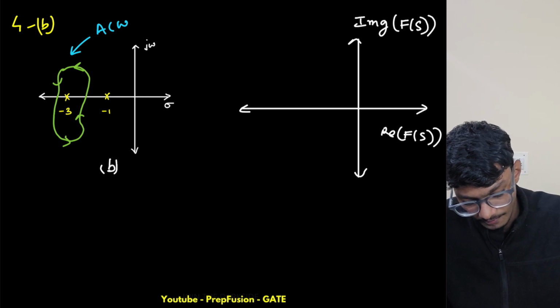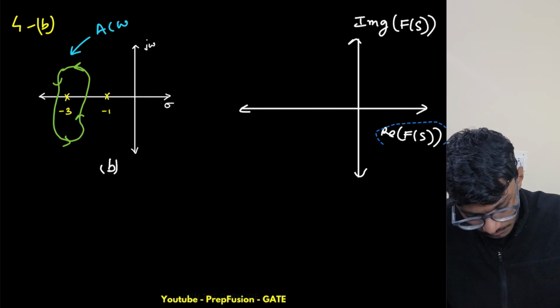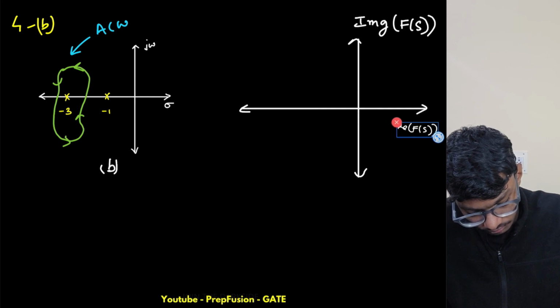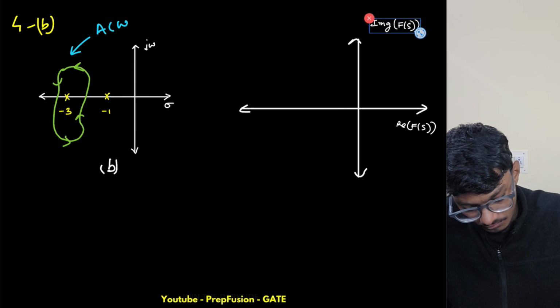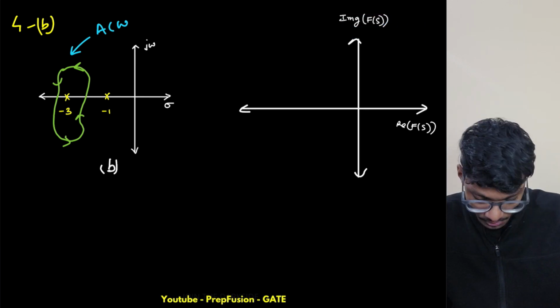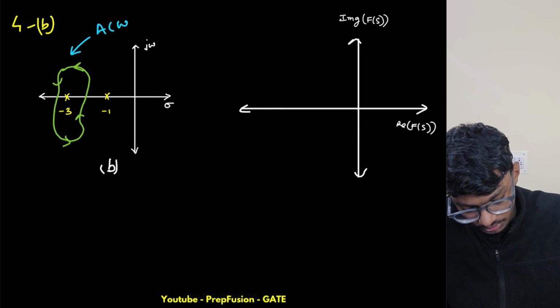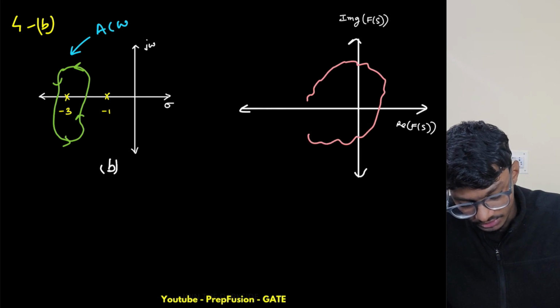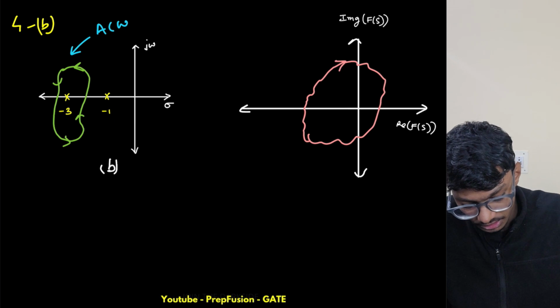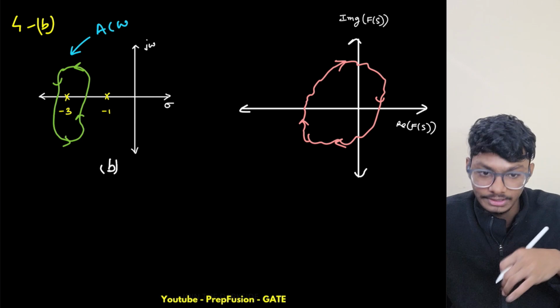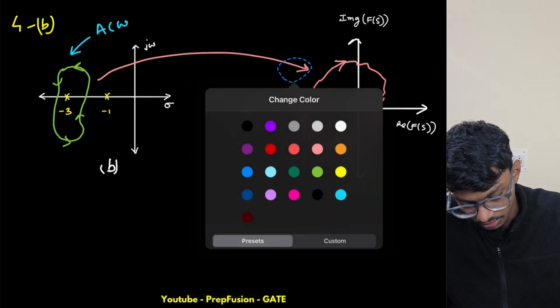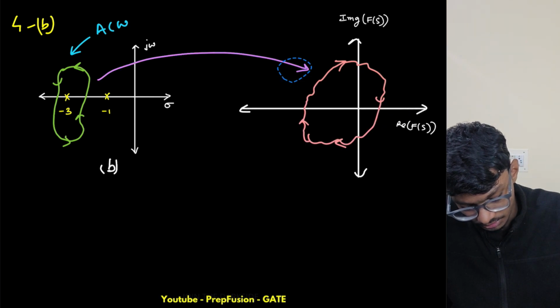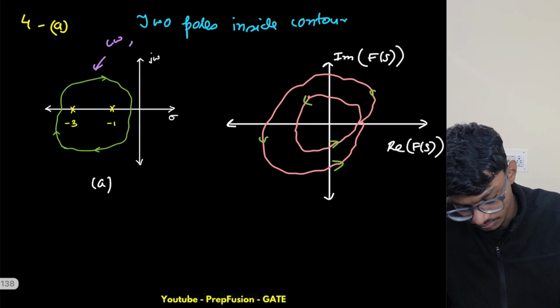Okay, so it will look something like this. Let's say, obviously I can't predict the exact shape, but it will be something like this in the clockwise direction. Okay, so this is my resultant contour, the mapped contour. Okay, let me use another color here. Let's use this one. Here also, this is my mapped contour.